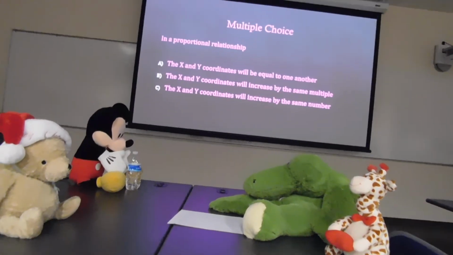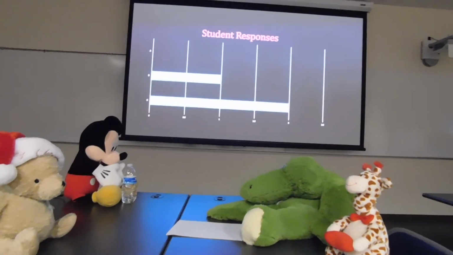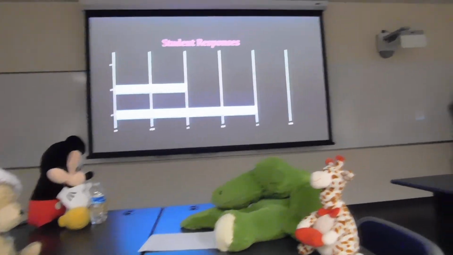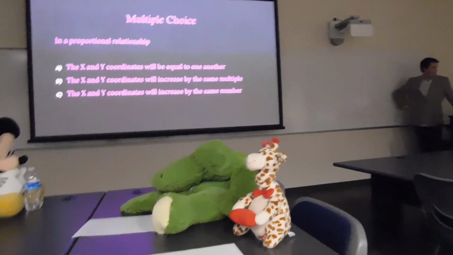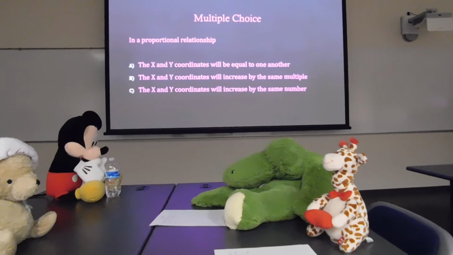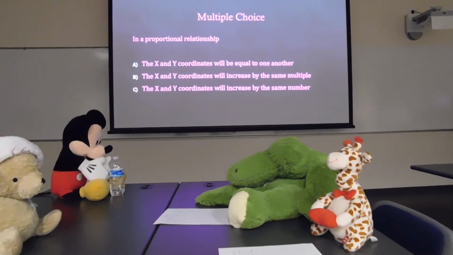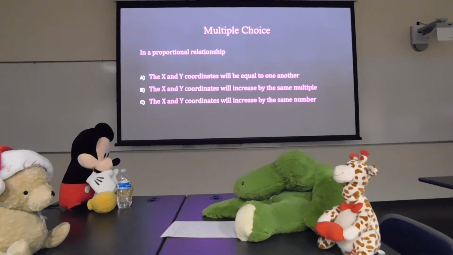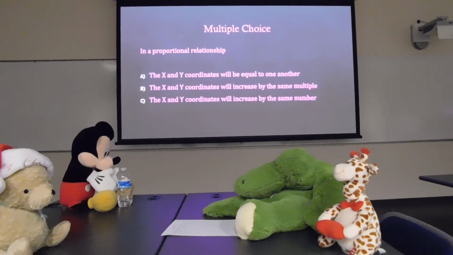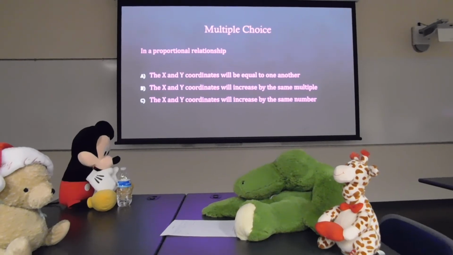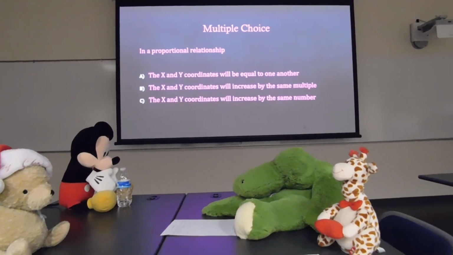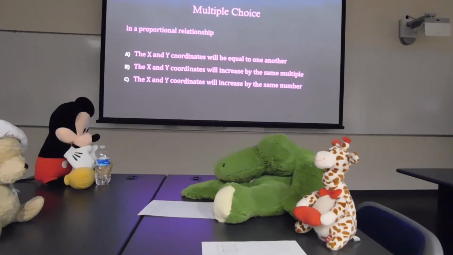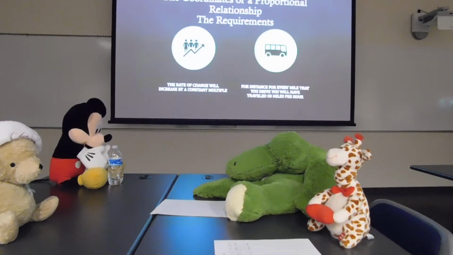Let's take a look at the results. So it looks like we've got 1 student says it's B, and 2 students say it's C. So 1 student says x and y coordinates will increase by the same multiple. That's actually correct. The other two say x and y coordinates will increase by the same number. It can increase by the same number, but it does not have to. You can look at 1 to 5, and then the next one go on to 3 to 15. You don't have to look at 2 to 10.